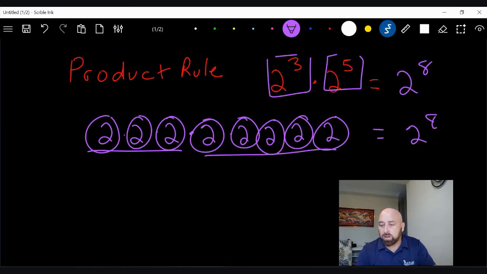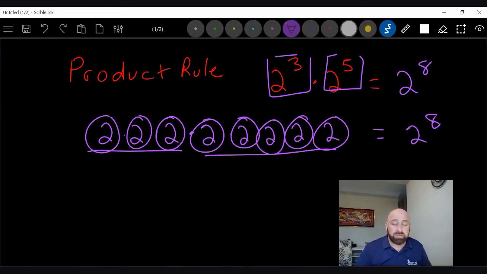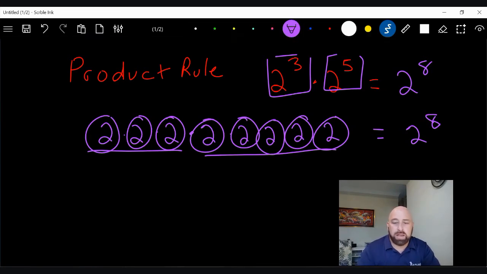That is what's called the product rule. Okay? The product rule. When you have exponents and you are multiplying exponents, you add the exponents. Very, very important for you to remember that as we're going through Algebra 2 class.